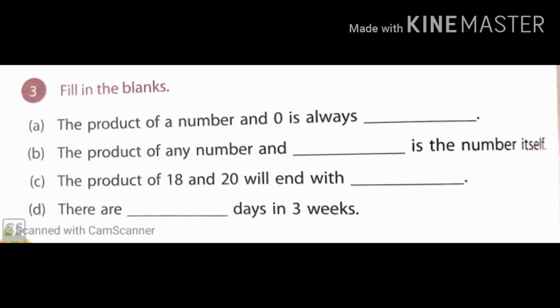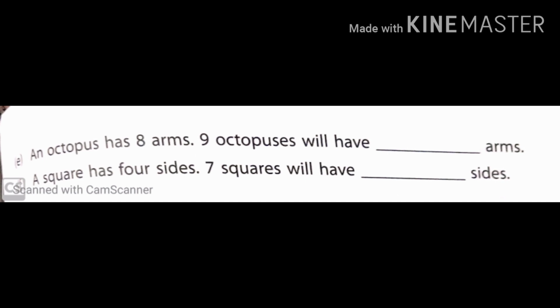Fill in the blanks. The product of a number and 0 is always dash. The product of any number and dash is the number itself. The product of 18 and 20 will end with dash. There are dash days in 3 weeks. An octopus has 8 arms. 9 octopuses will have dash arms. A square has 4 sides. 7 squares will have dash sides.